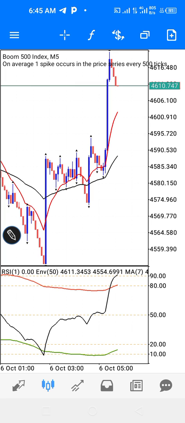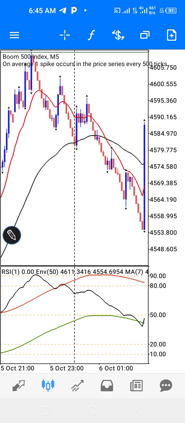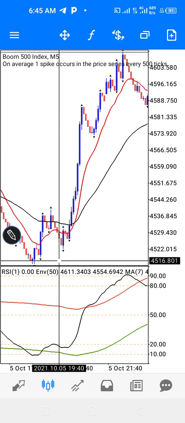So without wasting much of your time, this is how the indicator works. I'll be using both 1 minute and 5 minute time frame just to backtest it for you, to explain the strategy for you. So the way the indicator works is this. This is your upper band. Let me start with boom now. Look at this, this is your upper band.